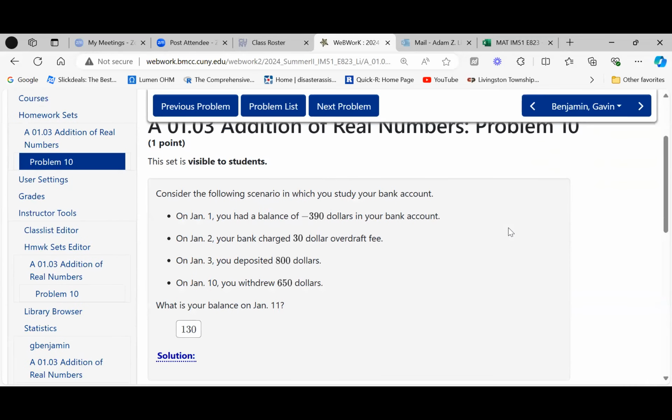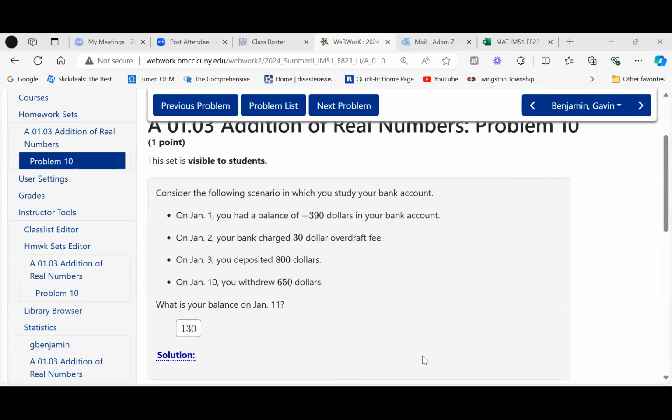All right. So January 1st, you had a balance of negative $390 in your bank account. Your bank charged a $30 overdraft fee. That means when they do that, what does that mean? It's going into the negative. Exactly, so minus 30. So you can do that. I'm going to just show you the right solution.